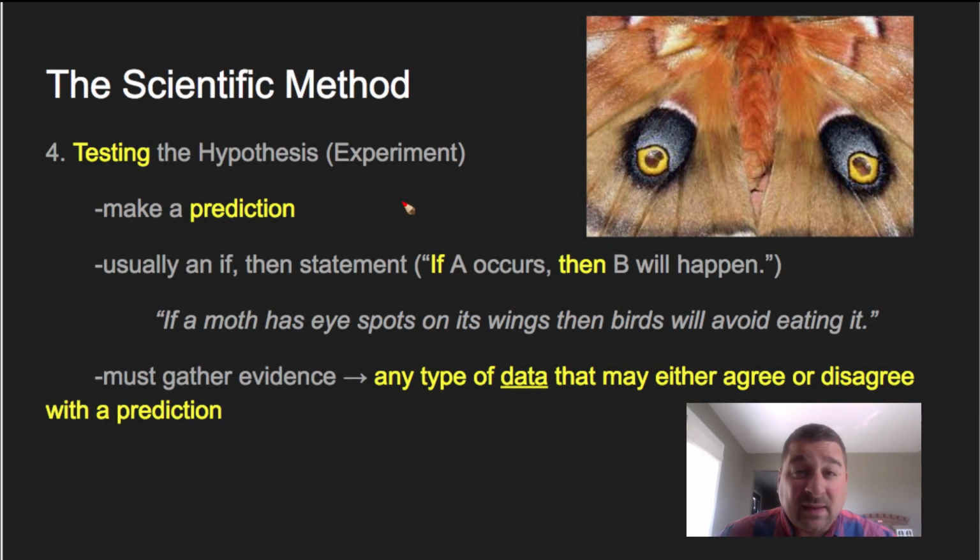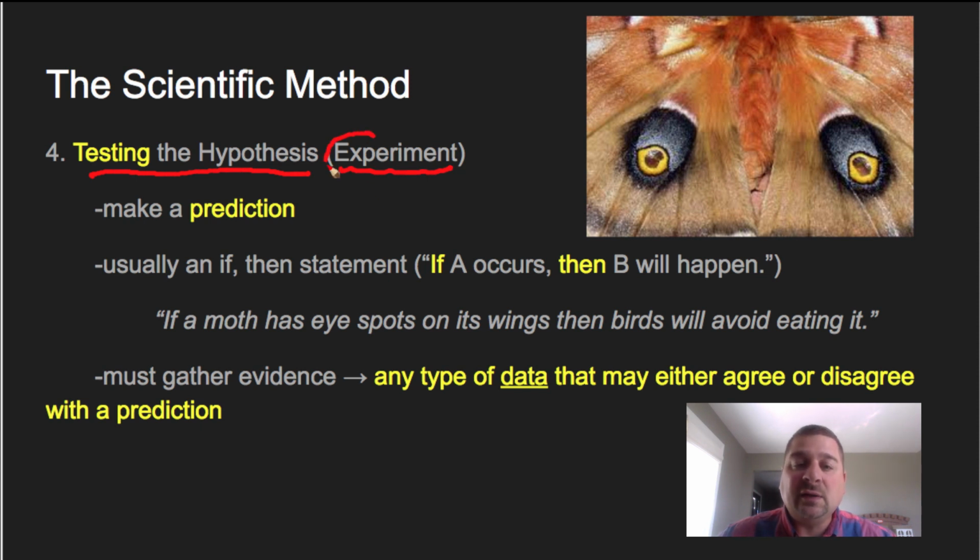Our next step then in the scientific method is to test our hypothesis. Okay, we don't just say, oh yeah, I'm probably right. We need to prove it to other people. Other people will say, well, prove it. So we need to prove it. This is where we start to experiment. Okay, this is the fun part of science.